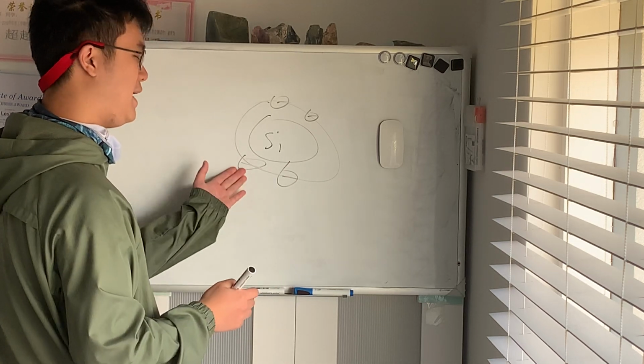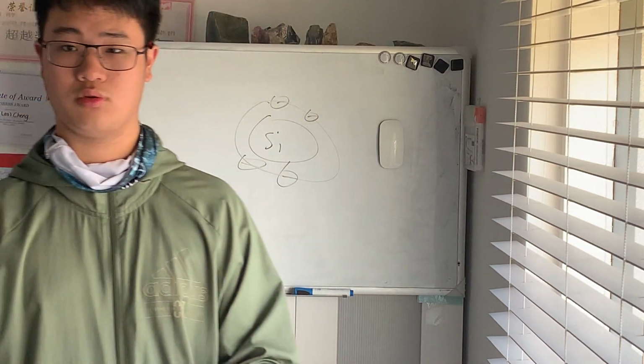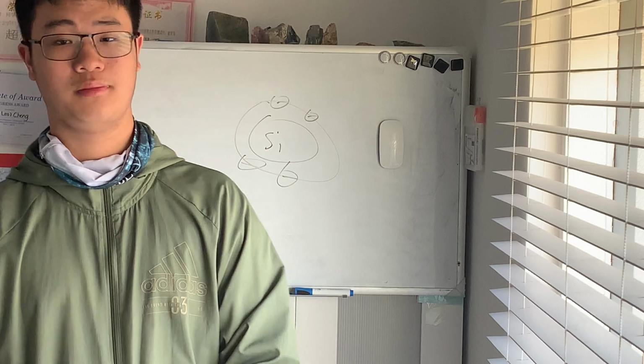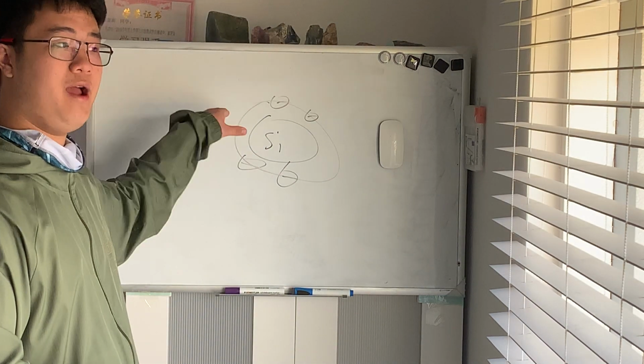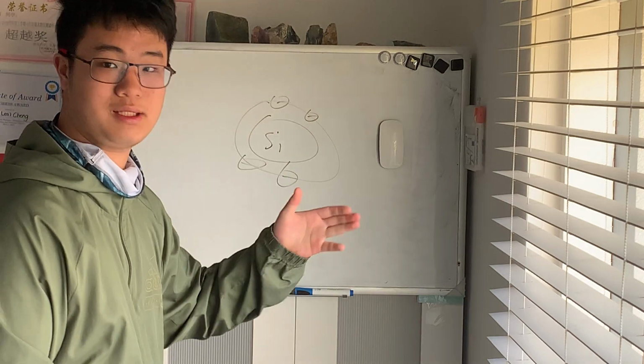And what you notice is that in order to make it a stable atom, its outer shell electron number has to be 8. In this case, it can either gain 4 or lose 4. Okay, remember this important concept. That's why it's semi.